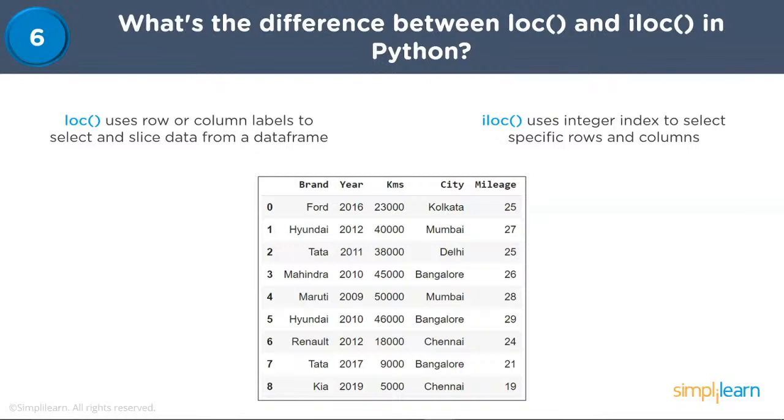Now on your screens you can see the data frame. It has a column called brand, which has different brand names such as Ford, Hyundai, Tata, Mahindra, Maruti, Kia Motors. Then we have the year in which the car was manufactured. We have the number of kilometers the car has run. We have the city and the mileage the car gives. So let me first create this data frame on my Jupyter notebook.